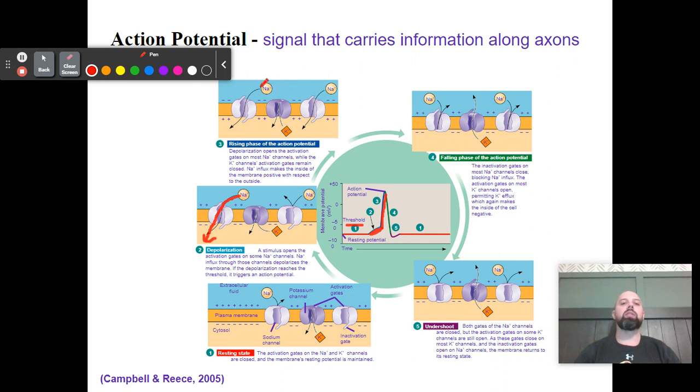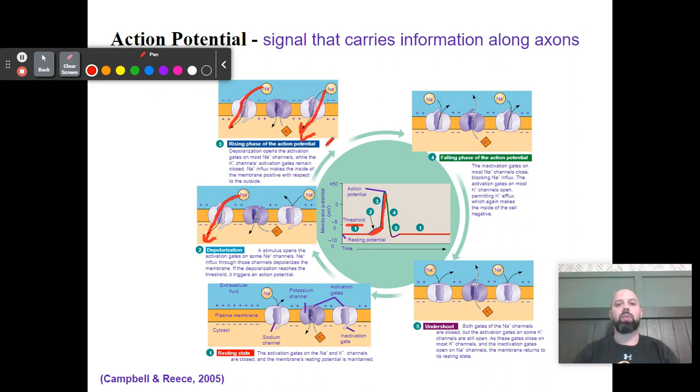And you'll notice that all the sodium gates are now open in the imagery. So sodium is now rushing into the cell. And again, it makes sense why the graph would go up during this phase because we have a positive ion that is moving into the cell. And if we're measuring the inside, it does make sense that it would rise. So all those sodium gates are now open and sodium is flooding into the cell.